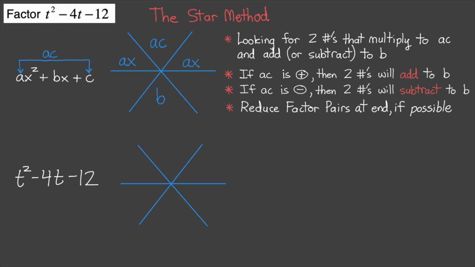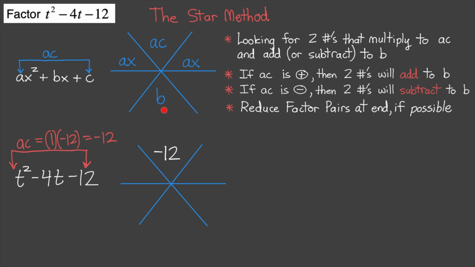Here's our star. Let's go ahead and first find AC, the top number. AC is just the coefficient of x squared times the constant. So here, what is the coefficient in front of t squared? There's no number here, so the answer to that is 1. So we are going to multiply 1 times negative 12. We have 1 times negative 12, which is negative 12. So the top number here is negative 12.